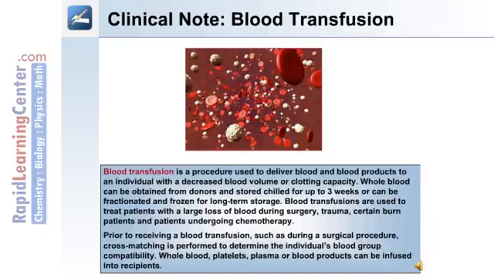Blood transfusions are used to treat patients with a large loss of blood during surgery, for example, from trauma, certain burn patients, and patients undergoing chemotherapy. Prior to receiving a blood transfusion, such as during a surgical procedure, cross-matching is performed to determine the individual's blood group compatibility. Whole blood, platelets, plasma, or blood products can be infused into recipients.